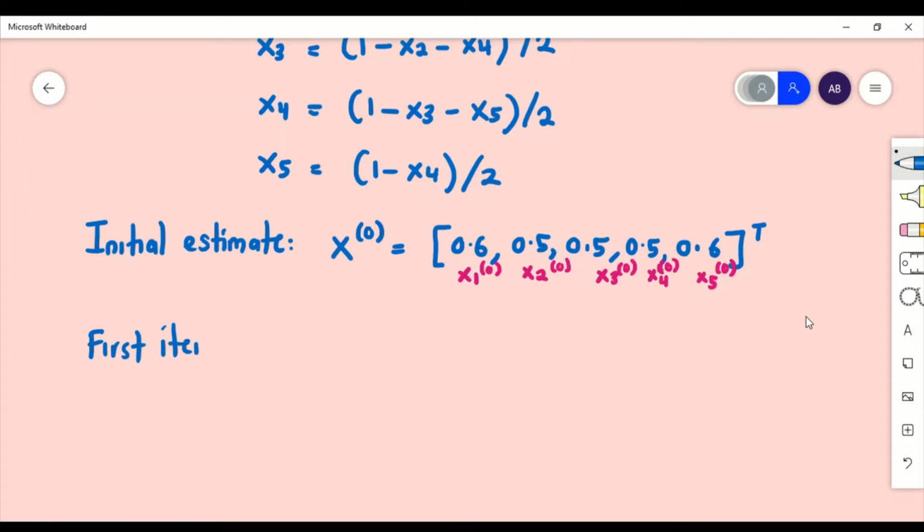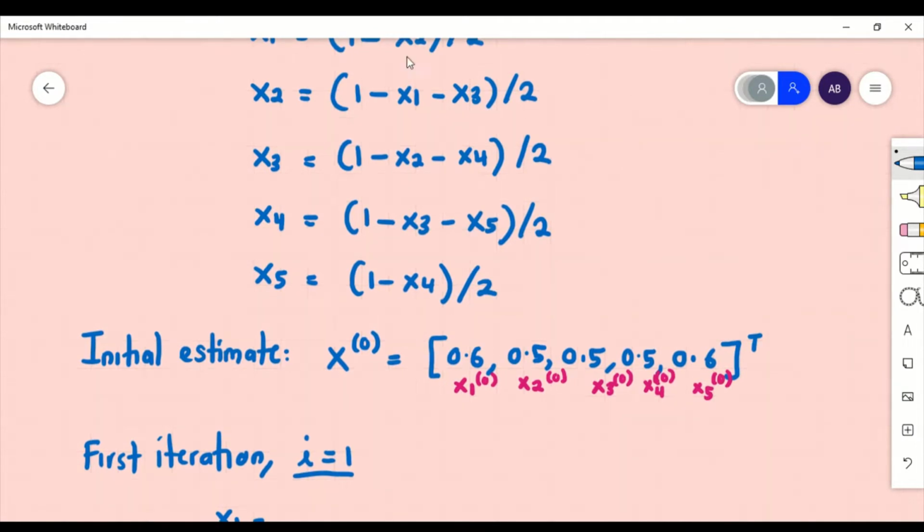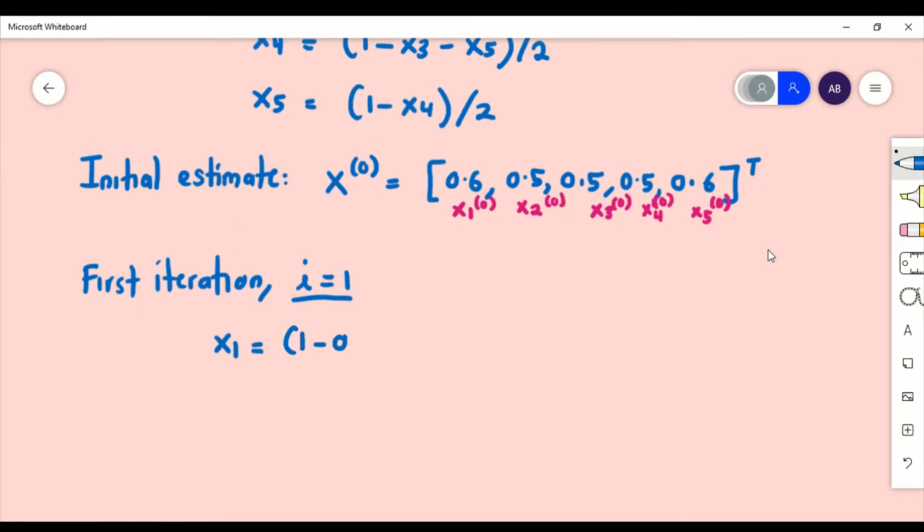I can also write the first iteration as i equals 1. So to have the first iteration, my x1 equals, look at the equation here, 1 minus x2 divided by 2. My initial x2 is 0.5, so I will have 1 minus 0.5 divided by 2. So 0.5 divided by 2 is 0.2500. Give your solution to 4 decimal places.